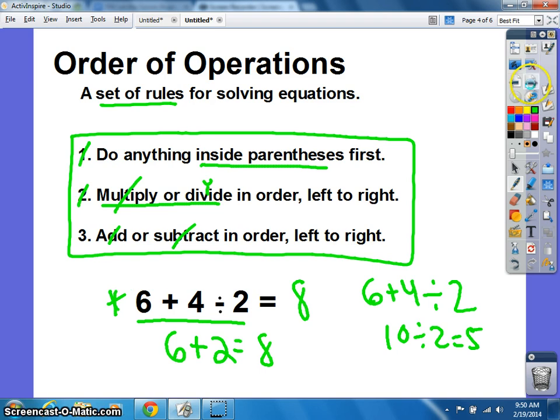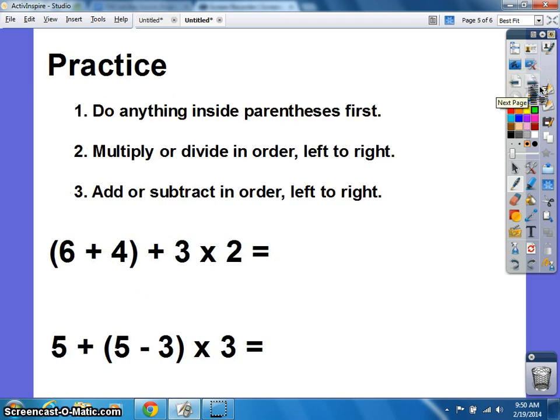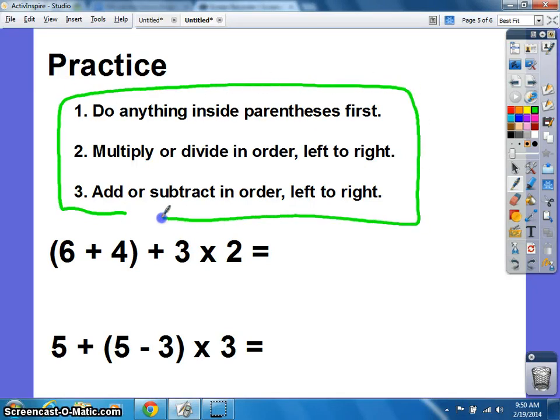Let's go ahead and move on and do a couple practices. We're going to do one together, and then I'm going to let you do one on your own. So remember, we need to follow this set of rules when we see an expression that has lots of different multiplication, addition, parentheses, and all different sorts of stuff in it. Okay? So first, we need to do anything inside of the parentheses. So let's do that. 6 plus 4 is 10. I'm going to write it there, and I'm just going to rewrite the equation.